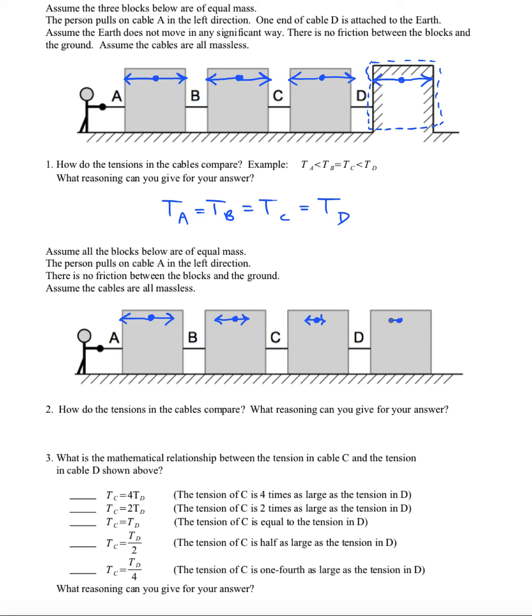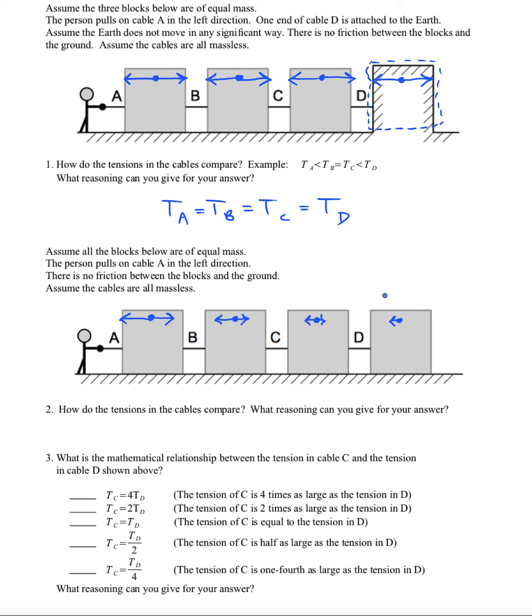Cable D will feel that tiny pull, and it will actually have no other force coming from the right side. And that makes it clear that there's only one unbalanced force on that last block. Now, how big are these tensions actually?